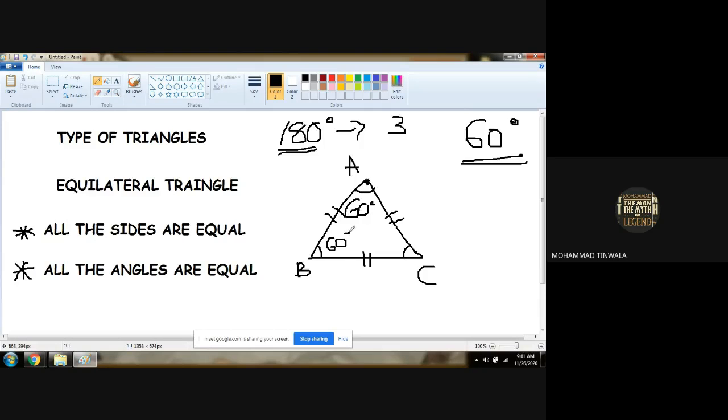This is also 60 degree. Why, sir, 60 degree? So 180 degree divided by 3. 3 sixes are 18, 0 as it is. 60 degree comes as one angle.